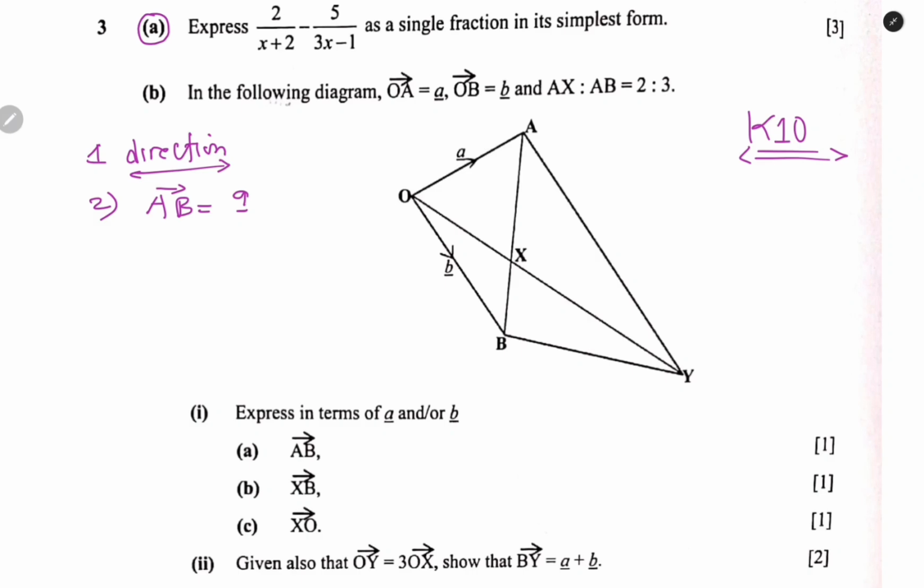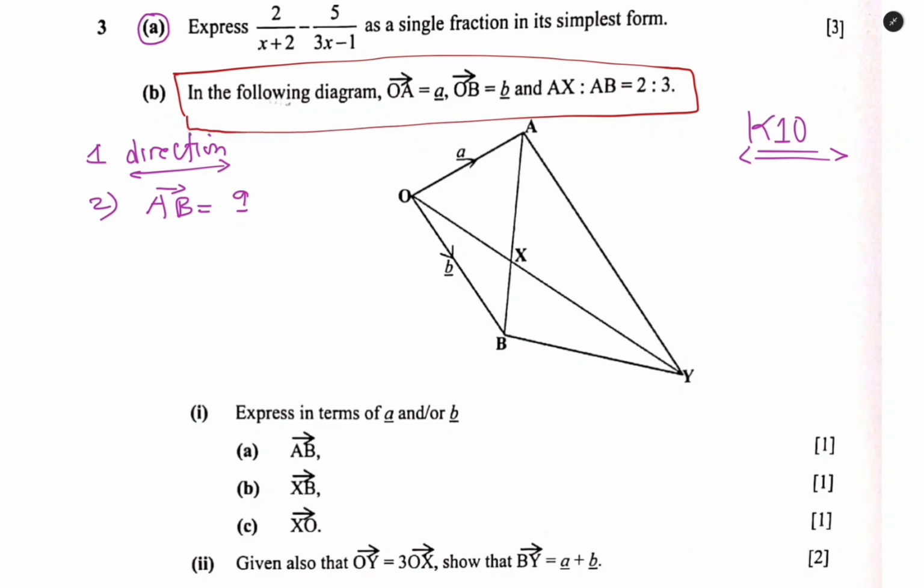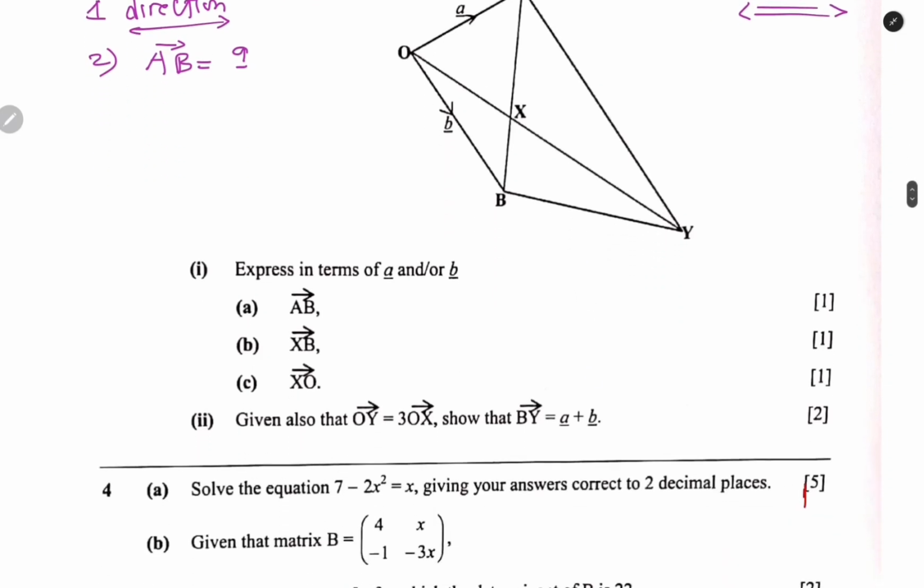So let us look at the question or the statement. This first part is very important. You need to take note of this part. Express in terms of a and or b. As you can see, a is not just written plain, there's a dash down here, so you shouldn't forget this. So let us find AB.